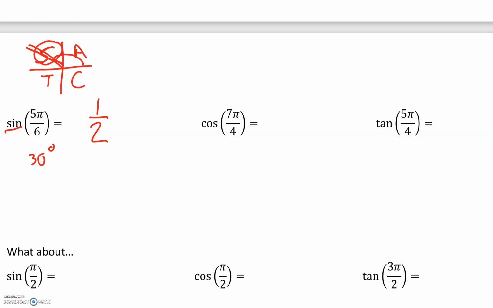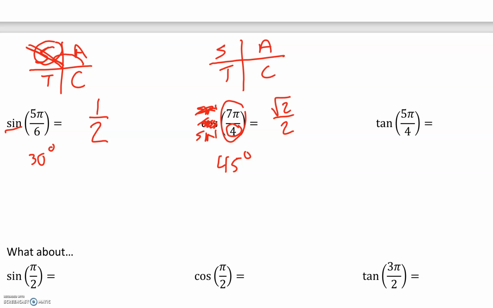I want to change this one from cosine to sine, okay? So we're doing sine instead here. Now, this is a pi over 4, which means 45 degrees. And the sine of 45 degrees is root 2 over 2, right? It's from our triangles. The question is, is this going to be a positive or negative answer? Well, 7 pi over 4 is this quadrant here. Only cosine is positive. So since we're doing sine, the answer would be negative.